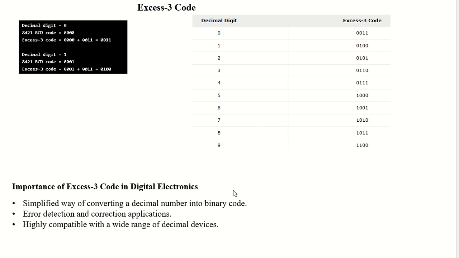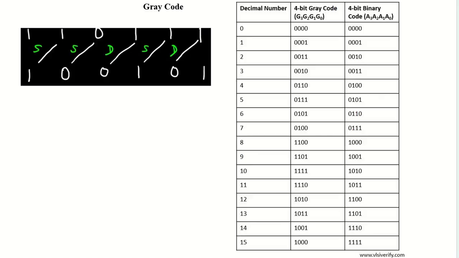So this is basically used as an error detection and correction application, but we have advanced to many other error detection codes, and this is one of the important codes because this was one of the ancient decimal to excess 3 codes. Now next is gray code.